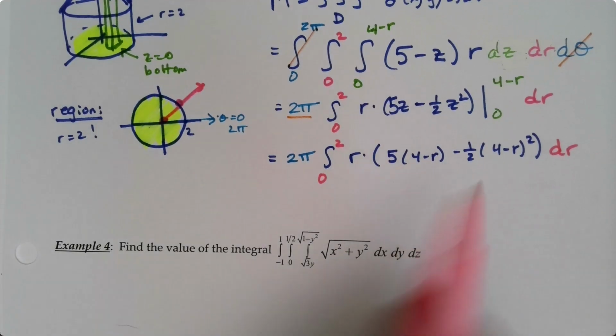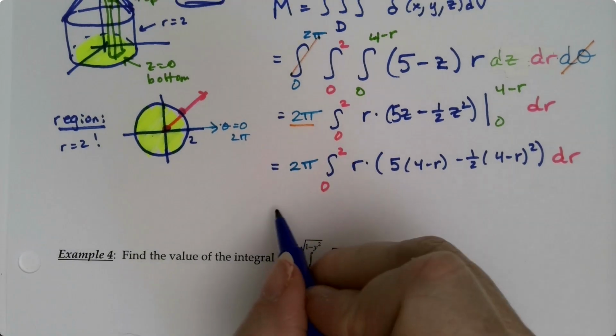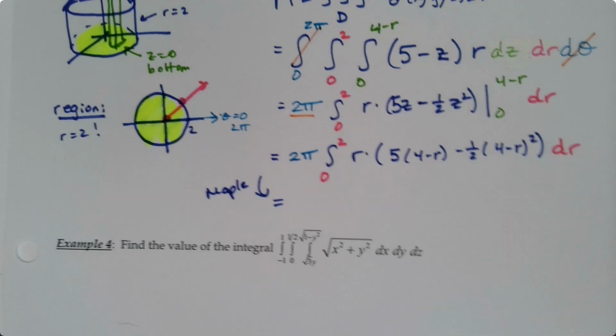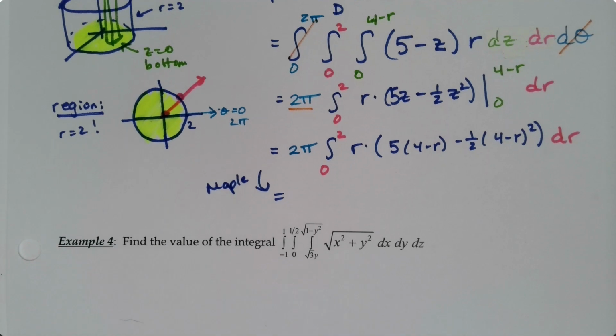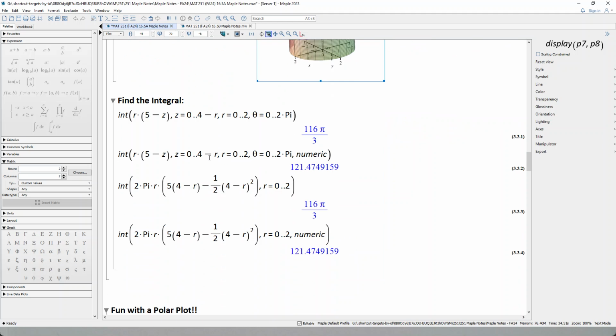And we're going to make Maple do that, right? We're not doing that by hand. No, no, no, no, no. Right? So Maple, help, please and thank you. Right? So let's go grab Maple. All right, it's 116 pi over 3.